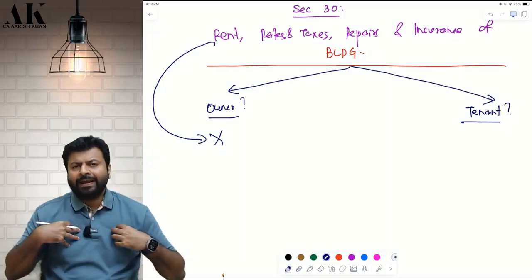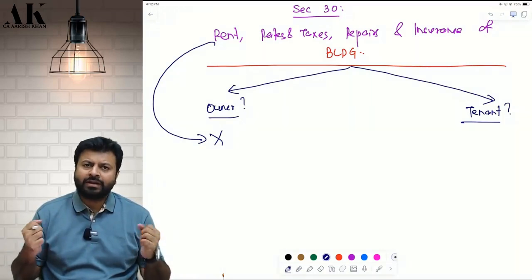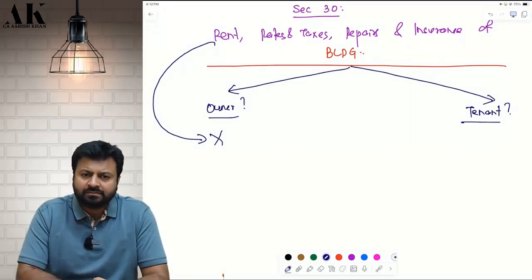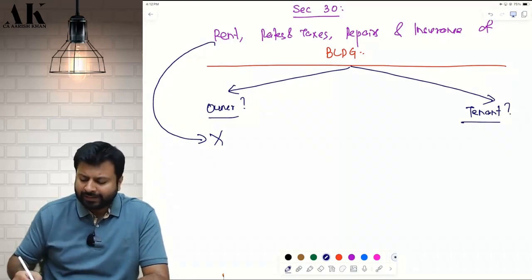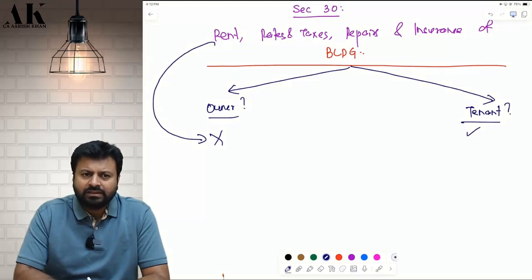It is my own building and I am using it for my business. It is my own building, I am using it for my classes business. It is my own building, I am using it for my restaurant business. So the question of rent does not arise. But if you are a tenant, you will get the deduction of rent. This is the very first thing that you have to keep in your mind.